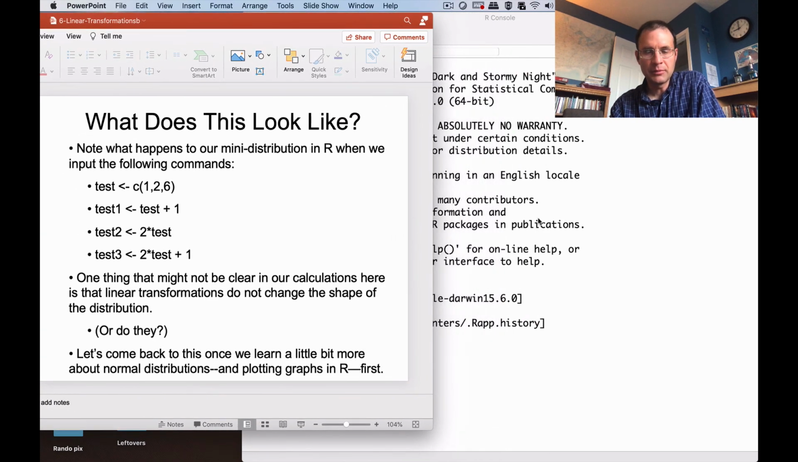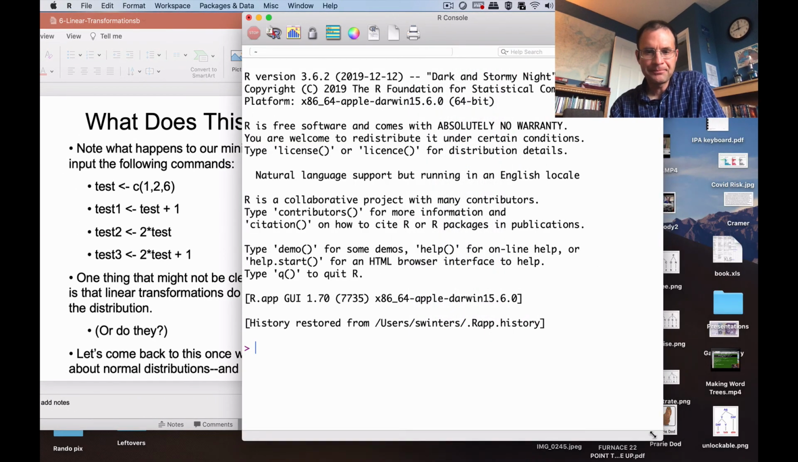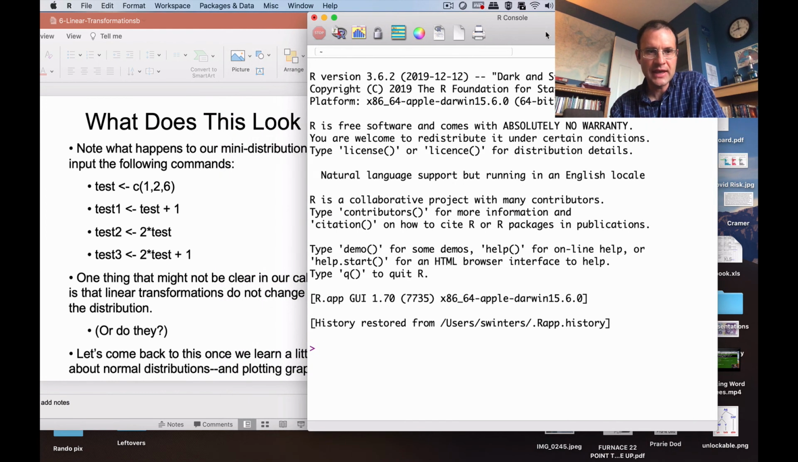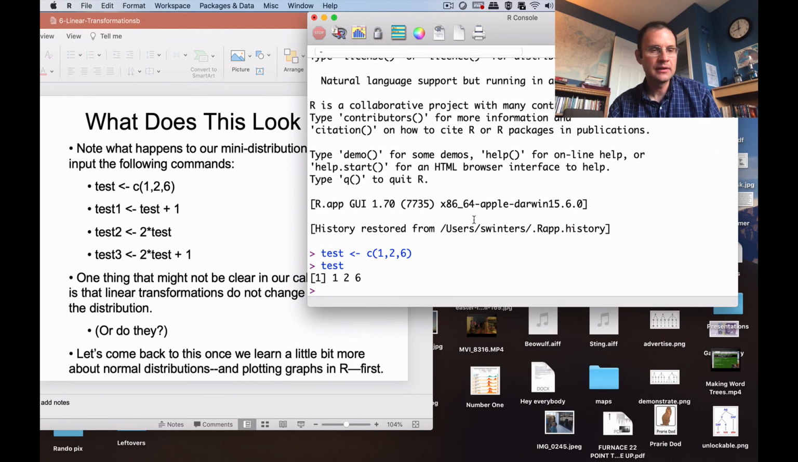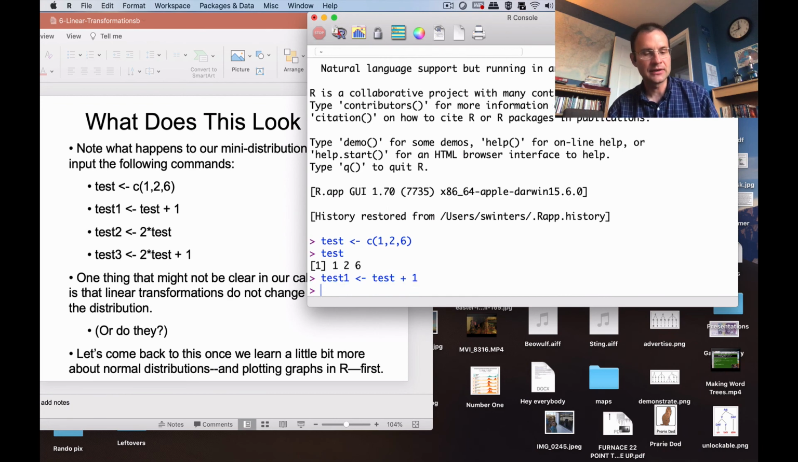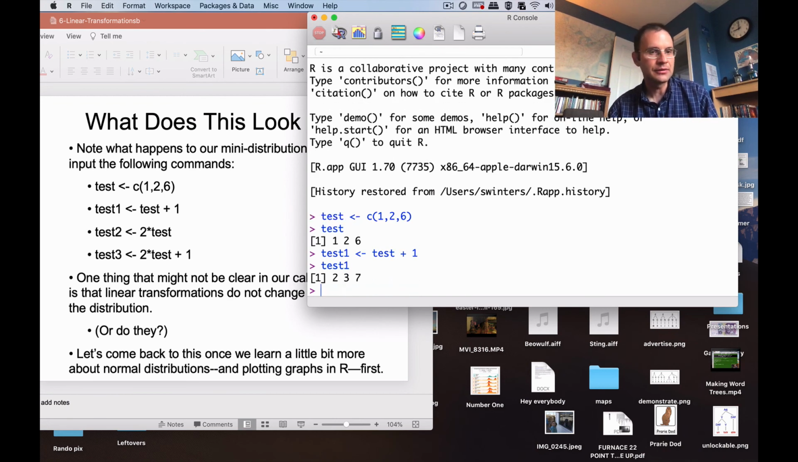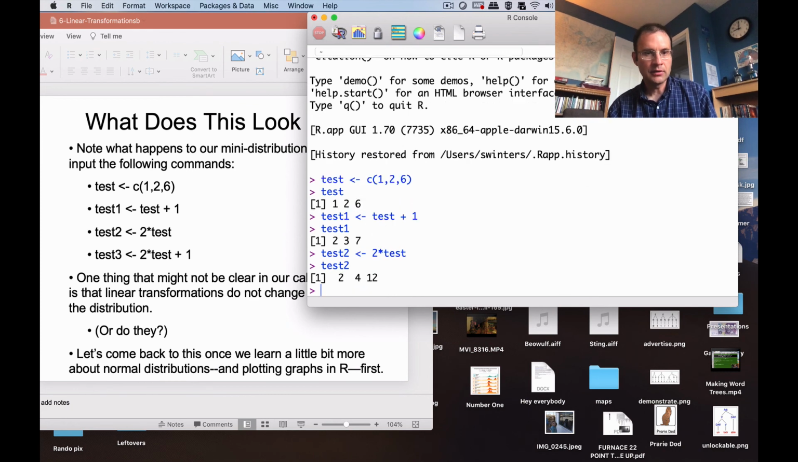So I'm going to have to move my windows around a little bit to do this. Just show you a few little tricks. If I call this set of data test, and just say it's 1, 2, 6, those are my 3 data points there. I can do these linear transformations to that set of data pretty simply in R. Just add 1 to the entire set of data. You get this new vector called test1: 2, 3, 7. We saw that before. And then, if I multiply it by 2, I get 2, 4, and 12.